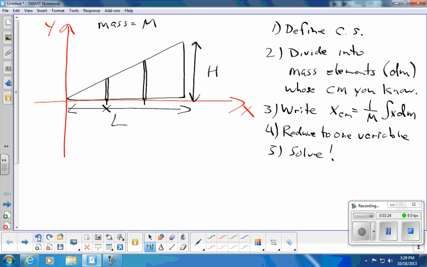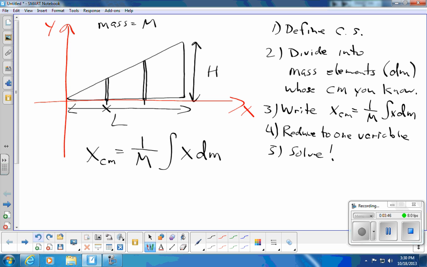Okay, step three, write the center of mass definition. 1 over M, the mass of the whole thing. And then I'm going to add up, integrate all these products of the mass of each piece times its position on the x-axis. And that's what that symbol means. Integrate means add up all the x dm products.